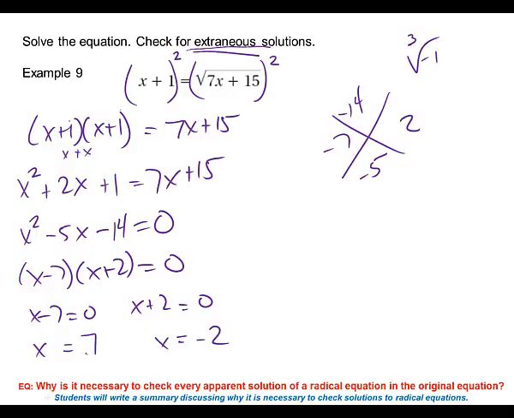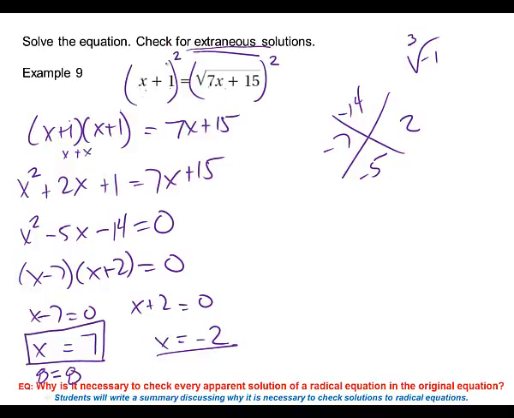All right, I need to check these. I'm not going to write down a ton for my check, but I do need to check them and make sure they work. So what is 7 plus 1? 8. Good. 7 times 7 is? 49 plus 15 is? 64. Square root of 64 is? 8. So is 7 a good answer? Yes. Let's put in the 2.